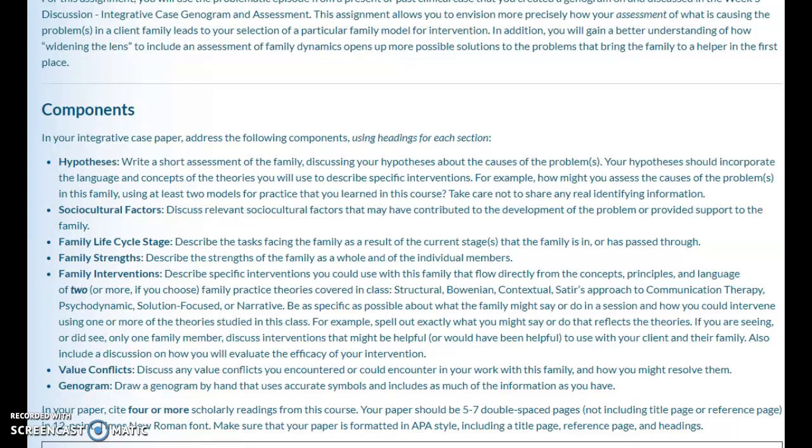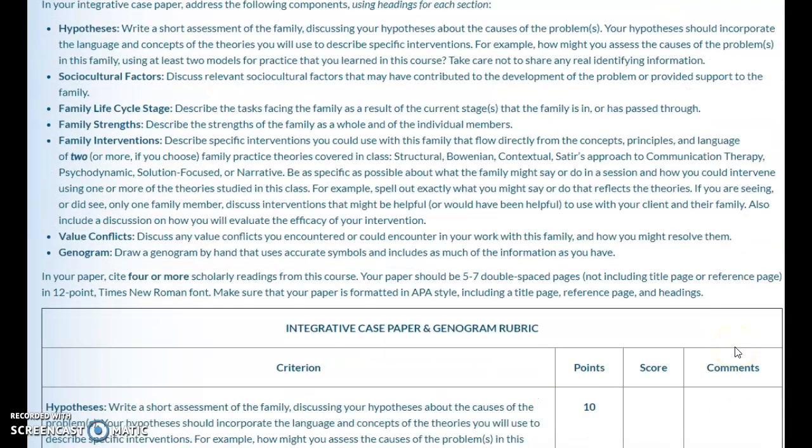And then the requirement for the paper is that it be 5 to 7 pages in length, double-spaced, in appropriate APA format. Please do pay attention to that as well. And then you're required to have at least 4 scholarly sources referenced.